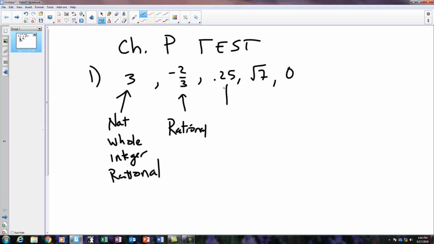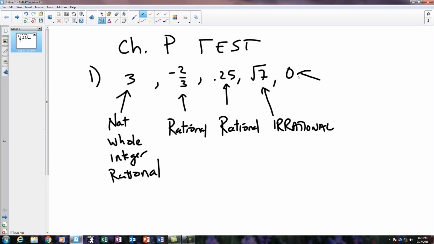Okay? When we come to 0.25, I'm trying to sneak one past you. It is a decimal, but it's a decimal that can be written as a fraction, which makes it also rational. Okay? √7, that is a square root that doesn't reduce and can't be written, and because it doesn't reduce, it cannot be written as a fraction. So this is an example of an irrational.